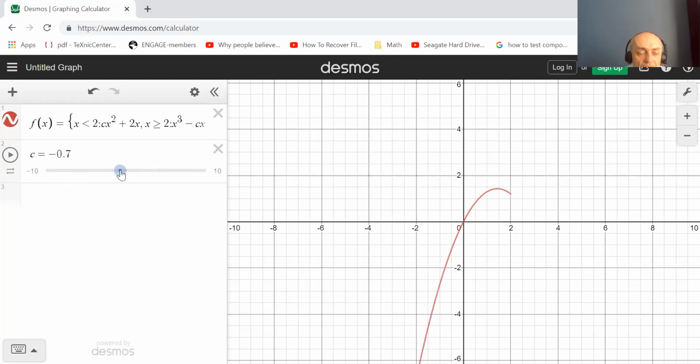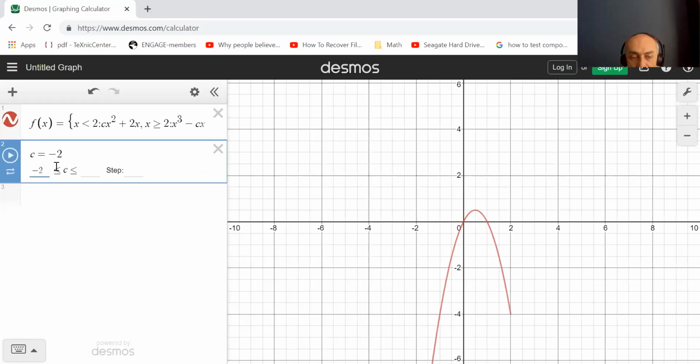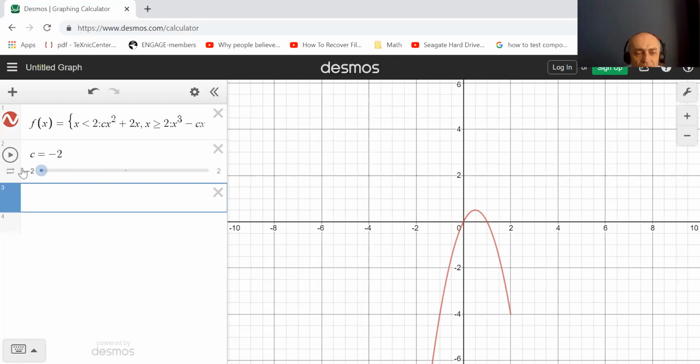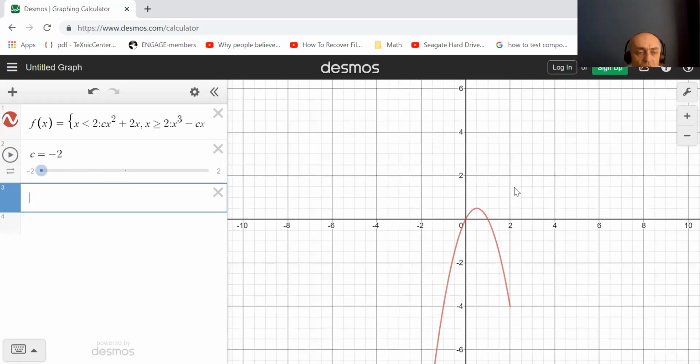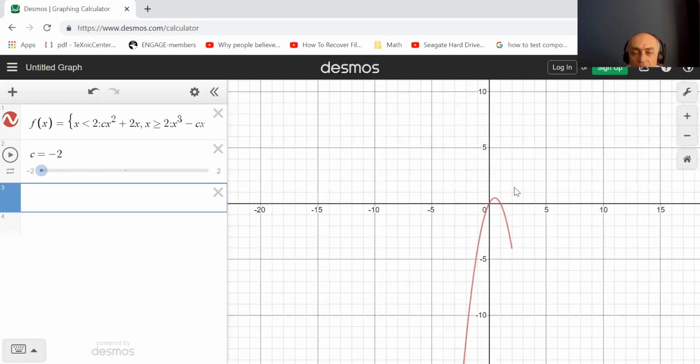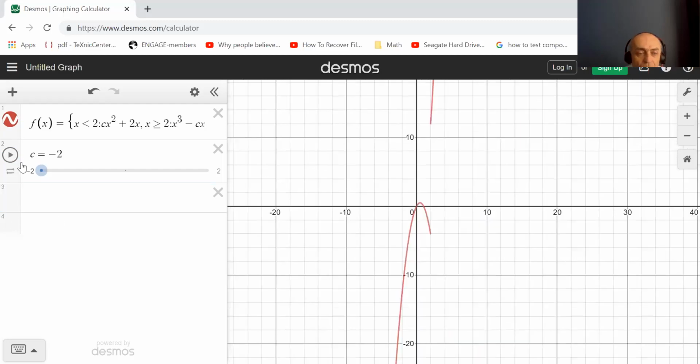Let's make this slider between negative 2 and 2 or something like that. All right, -2 and 2, and we'll have a step of 0.1. That doesn't do much, it just changes the slider slightly. But the thing is, what is our function? Let's see. Okay, I'm going to zoom out. There we go. So here's what happens with our function.